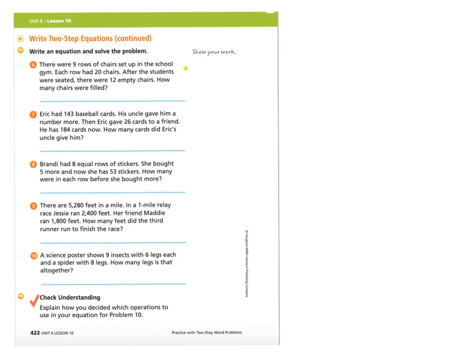9 rows of chairs. So this is an array kind of a problem. So each row has 20 chairs, so 9 times 20, so you could count by 20s, or remember, if you imagine it without that 0, it's 9 times 2 is 18, tack on a 0, 180.